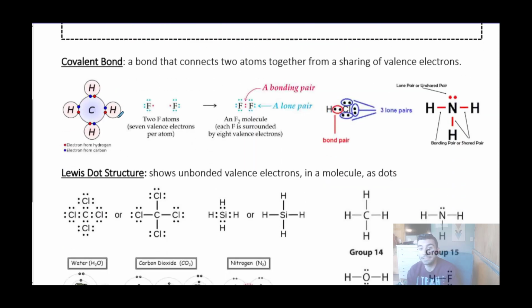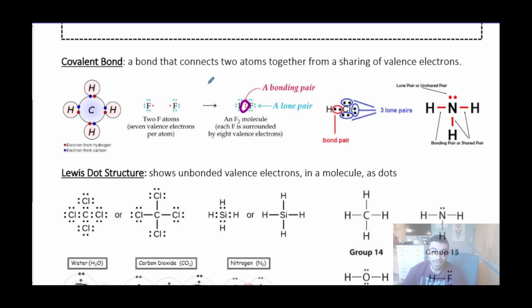A covalent bond is a bond that connects 2 atoms together from a sharing of valence electrons. So each of these atoms on their own have a certain number of valence electrons, and we saw that covalent bonding was really about pairing those valence electrons up. Of course, to follow the octet rule, which means that the atoms are going to end with 8 electrons when they're done bonding. So here, these 2 fluorine atoms each have 7 valence electrons, this 1 lone one that they're going to share together in what we called our bonding pair of electrons.